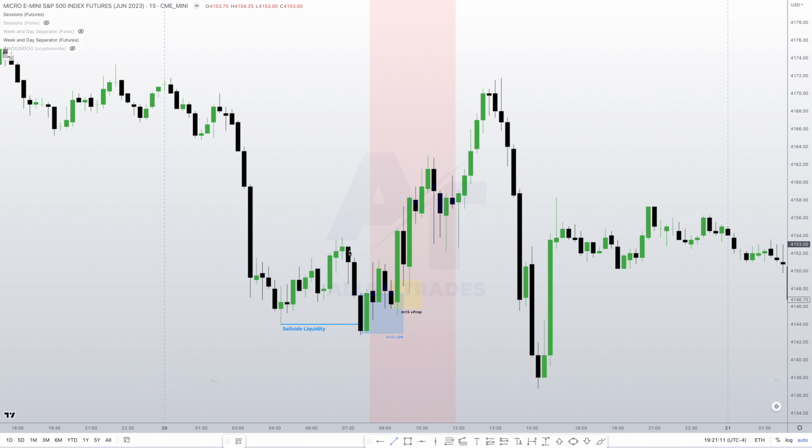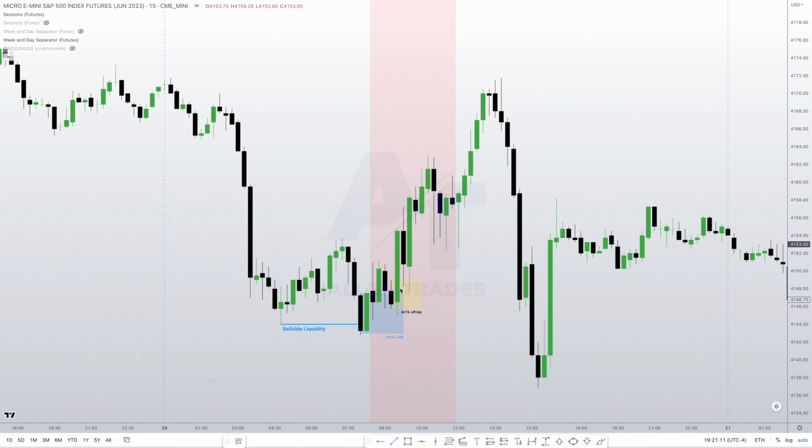All you need for a change in the state of delivery is for price to close above the body. So you can see price doesn't close above the wick right here, but it does close above the body. Once it closes above the body, now we have a change in the state of delivery. We come back into it on this candle, go higher. Then we come back into this down closed candle and then go higher.